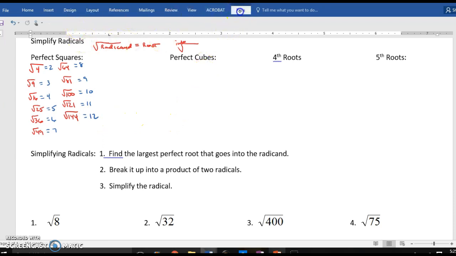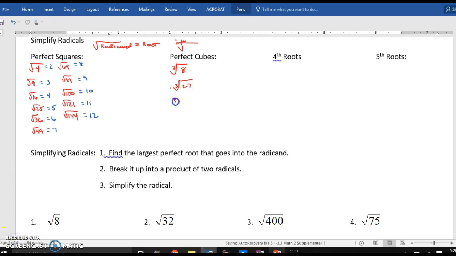Now, perfect cubes, right? When we're dealing with cube roots, remember the index is 3. So now to make this list, we're going to raise each number to the 3rd power. Okay? So 2 to the 3rd is 8. 3 to the 3rd is 27.